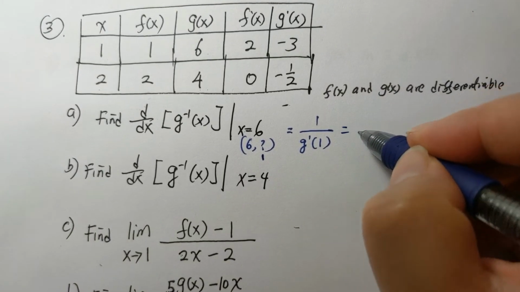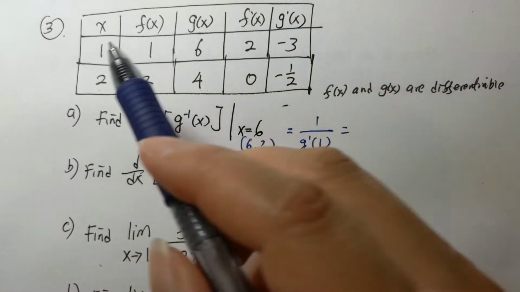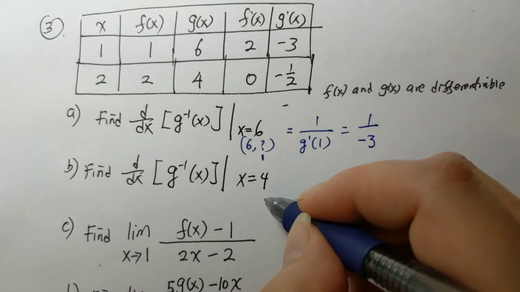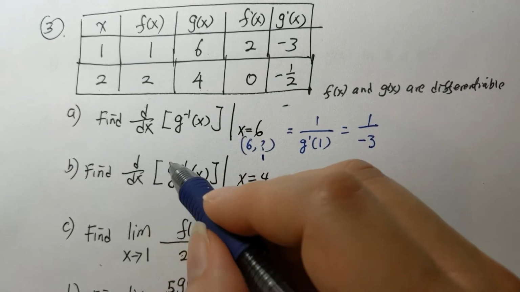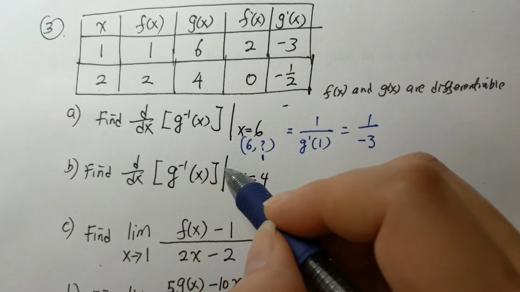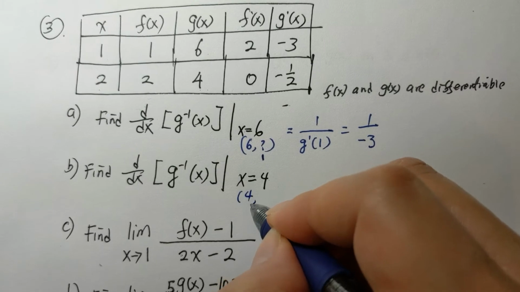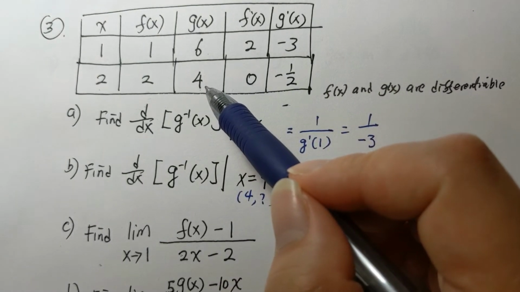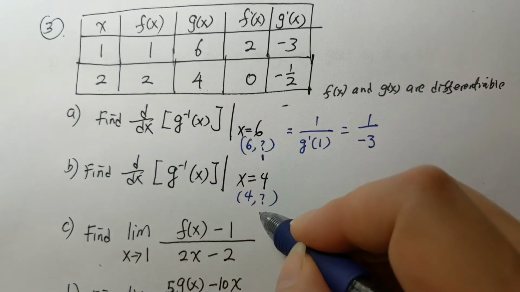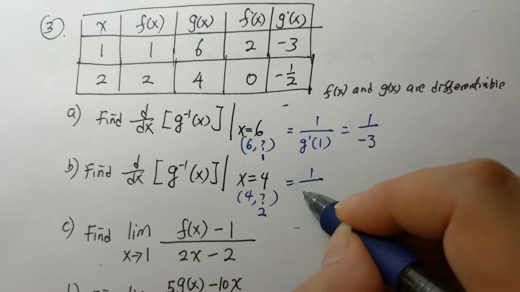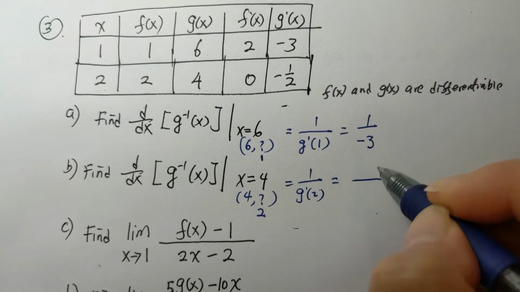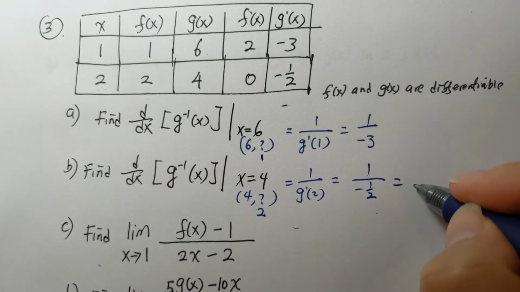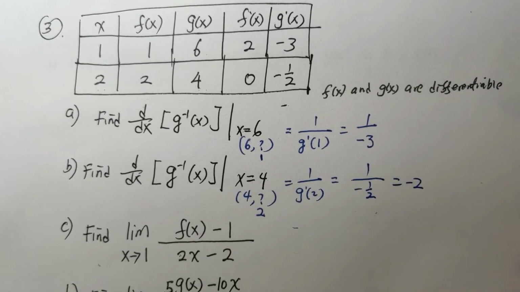So now you have to find the g prime of 1. So g prime of 1 is negative 3. So it will be 1 over negative 3. So now see my dear, if you had to find the derivative of the inverse of g of x at x equal to 4, that will be 4 comma what? So you have to go to the y value over here because inverse function. So 4 comma 2. So for 2, it will be 1 over g prime of 2. So g prime of 2 is negative half, 1 over negative half. And then you simplify, you get negative 2.